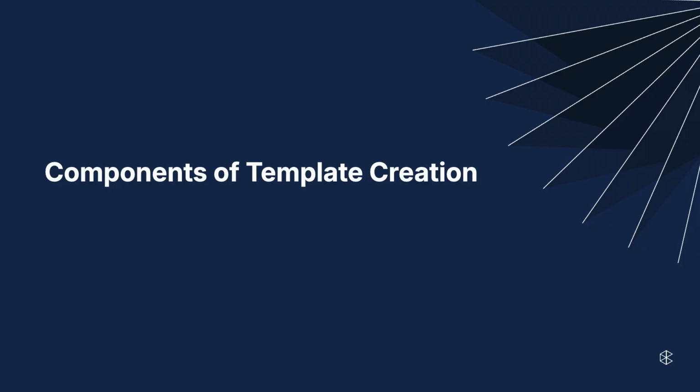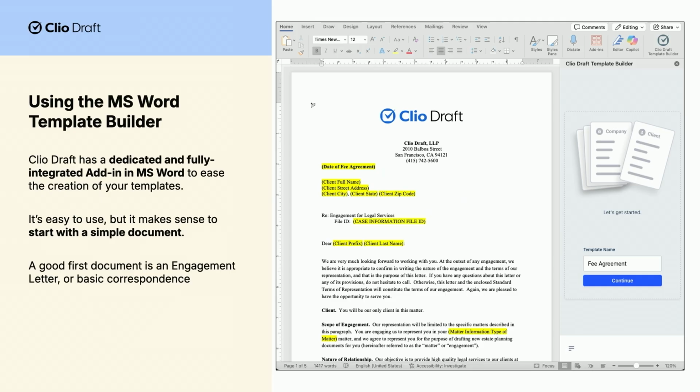When we're creating the templates, let's talk about that. So creating templates from scratch, you're going to generally be using the Microsoft Word add-in. It is a dedicated add-in. It's a button that you'll get on the ribbon within Microsoft Word. When you turn it on, you're going to see the section over there on the right-hand side.